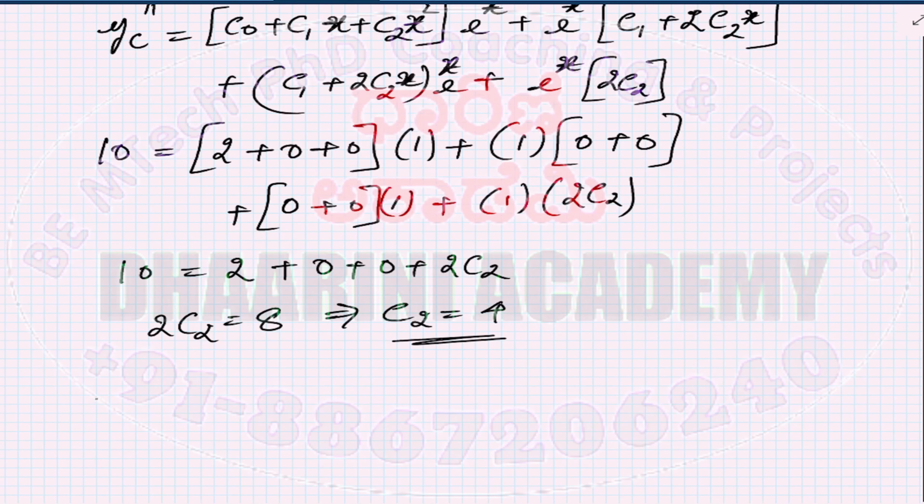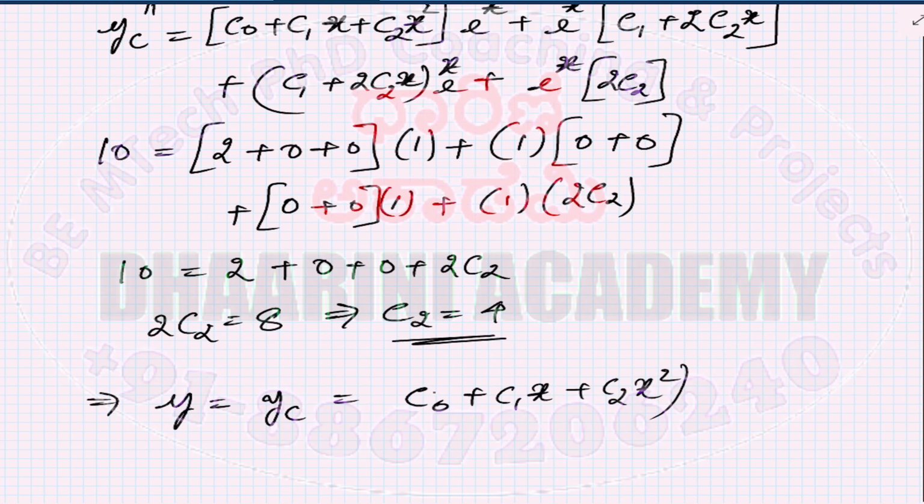That means the solution y is equal to actually yc itself. I can see that yc was given as c0 plus c1x plus c2x square into e to the power x. Now you substitute the values you know. C0 is 2, c1 is 0, so I don't write. C2 is equal to 4 x square into e to the power x.